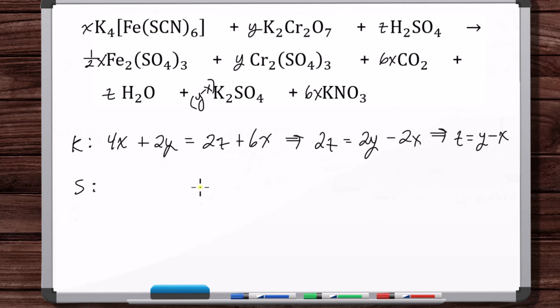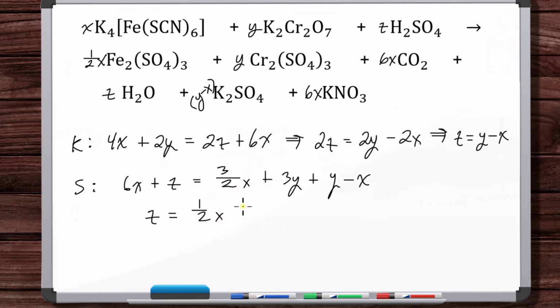So 6X plus Z is equal to 3/2 X plus 3Y plus Y minus X. So Z is equal to, 3/2 minus 1 is 1/2 X, plus 4Y minus 6X. 1/2 minus 6 is minus 11/2. So Z is 4Y minus 11/2 X.